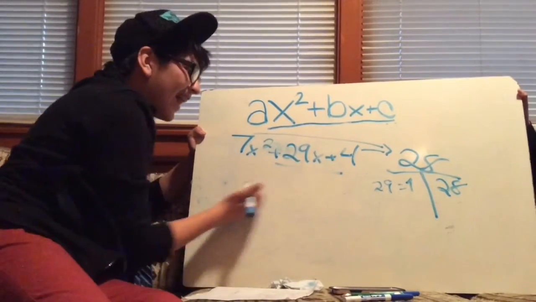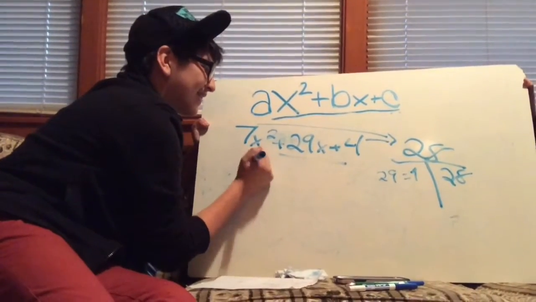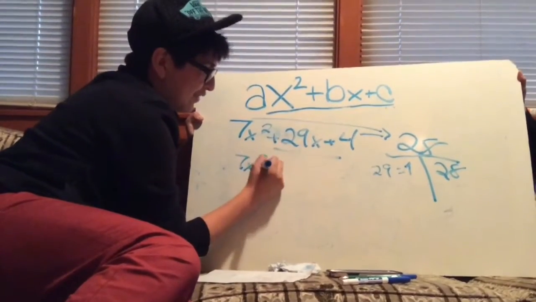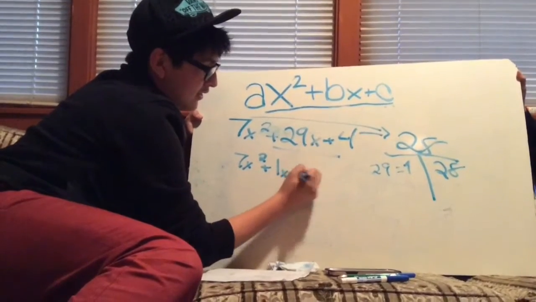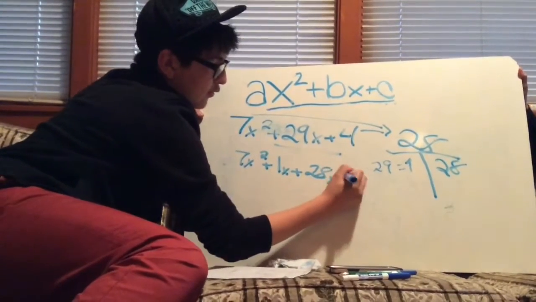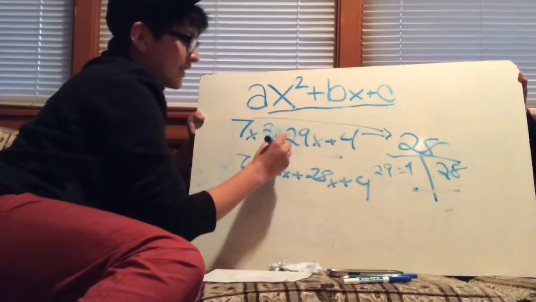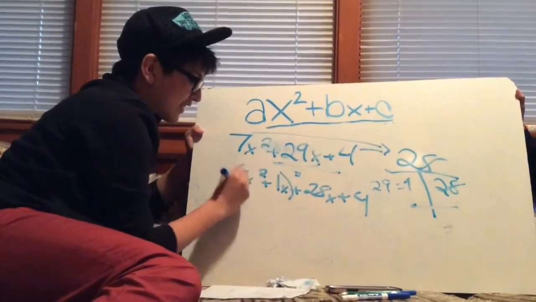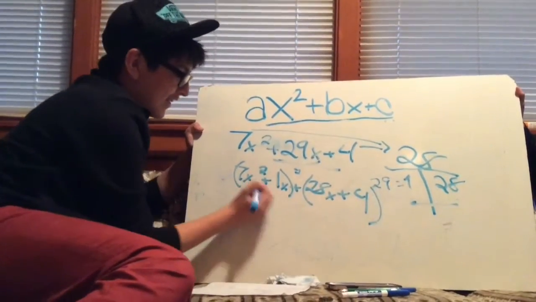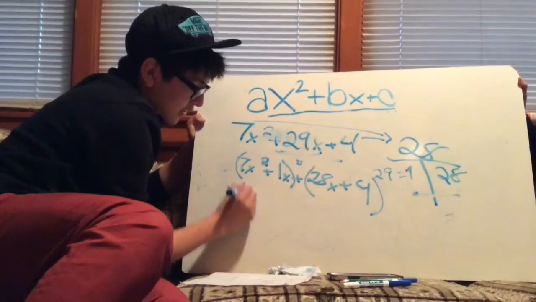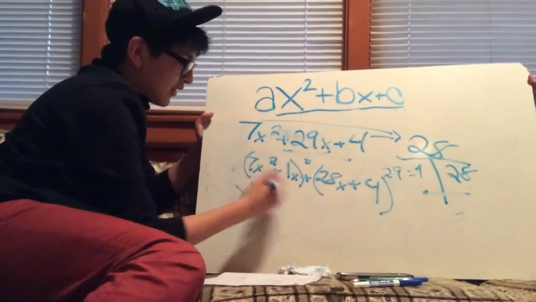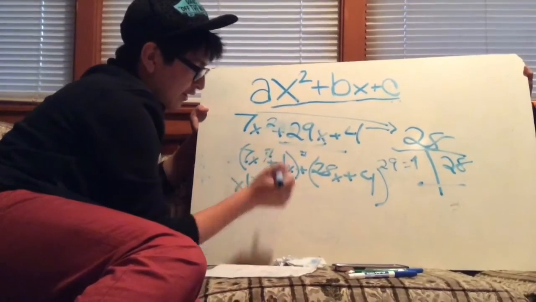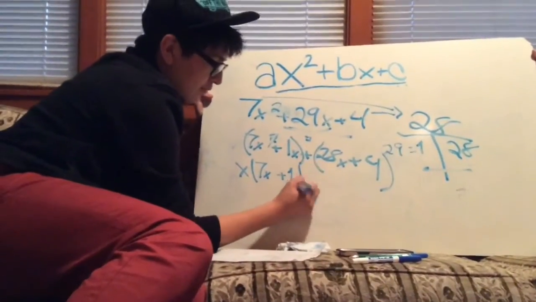And so what you're supposed to do is 7x squared plus 1x plus 28x plus 4, because this replaces the 29. And so it's in the middle. And then you put the parentheses around it. And then this equals x, because you take out the common thing about it. So it's 7x, because it's squared, plus 1, parentheses.